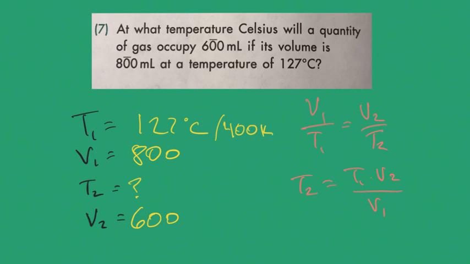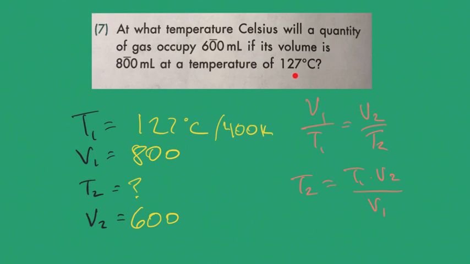And down here it says if its volume is 800 at a temperature of 127. So these two things down here, the volume and the temperature, would be the initial. That's before the change happens. So that's the T1 and the V1. I didn't put the units here, but it's in milliliters. So when we solve the problem, it will come out in milliliters.